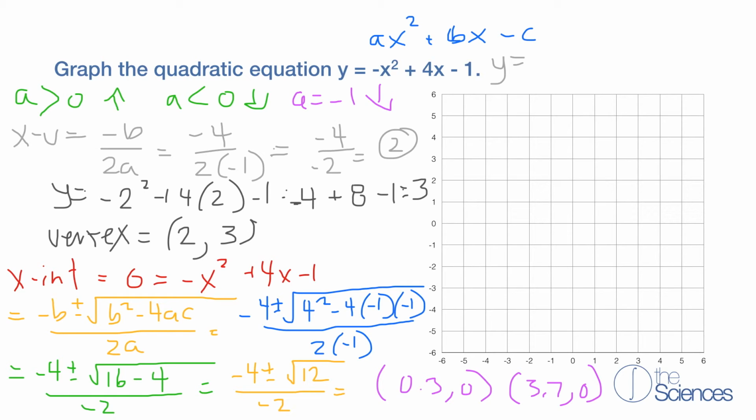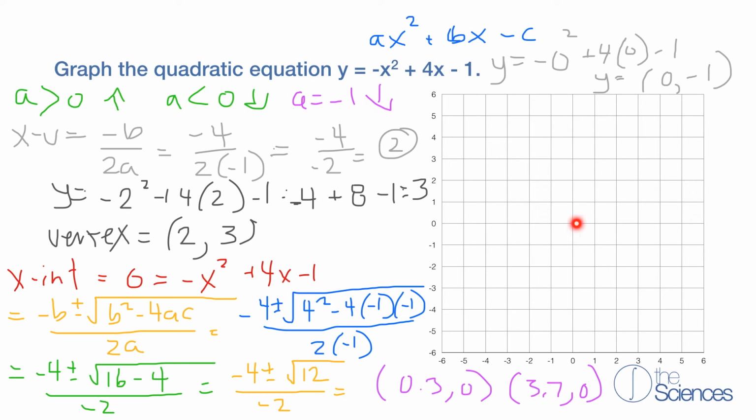And we do that by setting x equal to 0. So here we have negative 0 squared plus 4 times 0, minus 1. So our y-intercept is at 0, negative 1. Now we're just going to plot our vertex, our x-intercepts and our y-intercept.